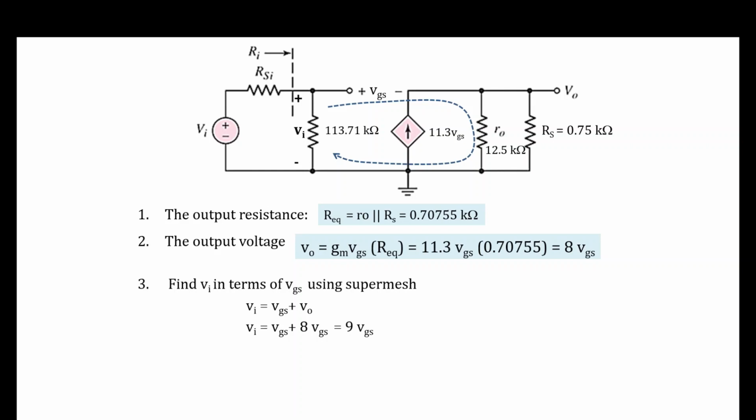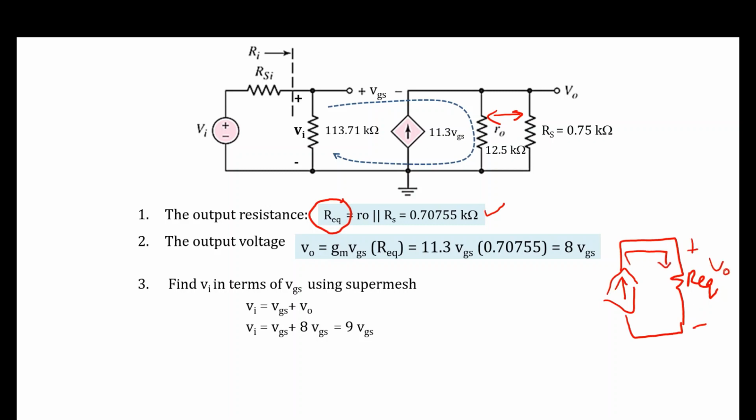Let's look at the first step. Similarly to your common collector, I have labeled this as R equivalent. R equivalent is the small R0 in parallel with RS, and you obtain 0.70755 kilo ohm. Your output side is now simplified to look like this. This is your R equivalent, and the current will flow in this direction. That's why your V out is positive.